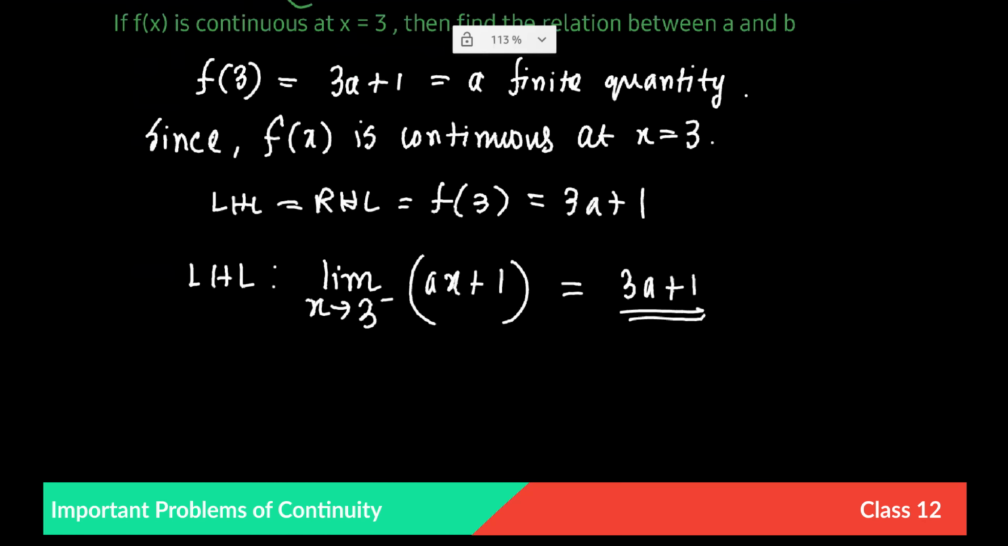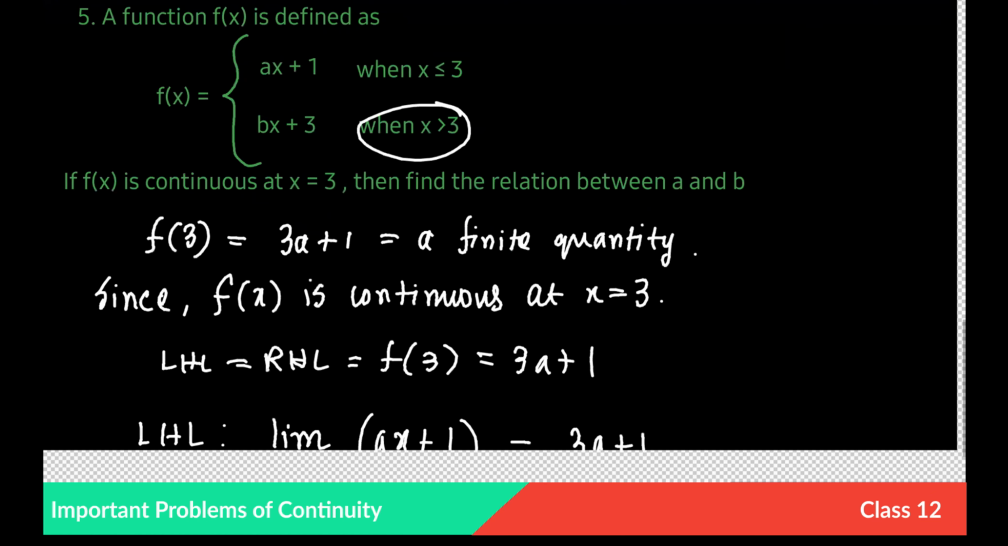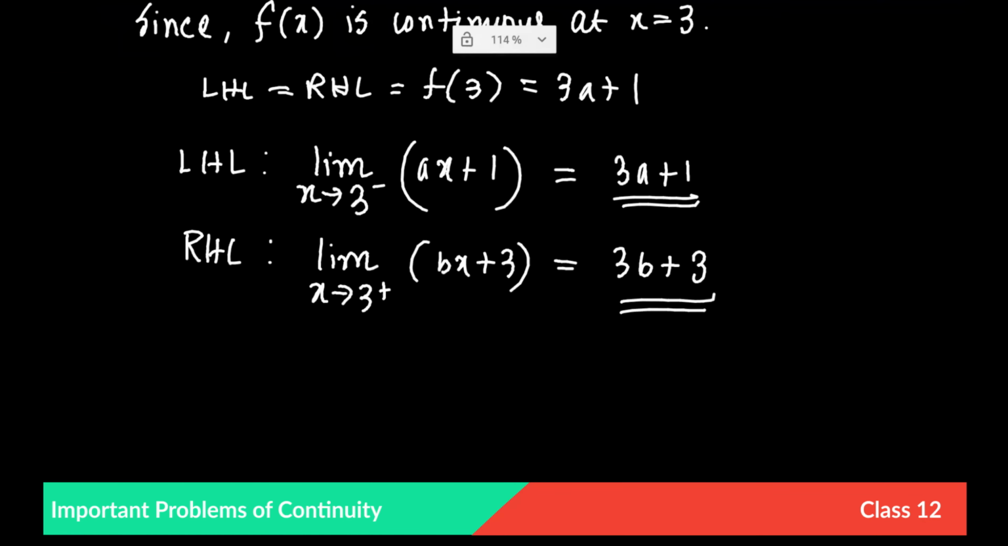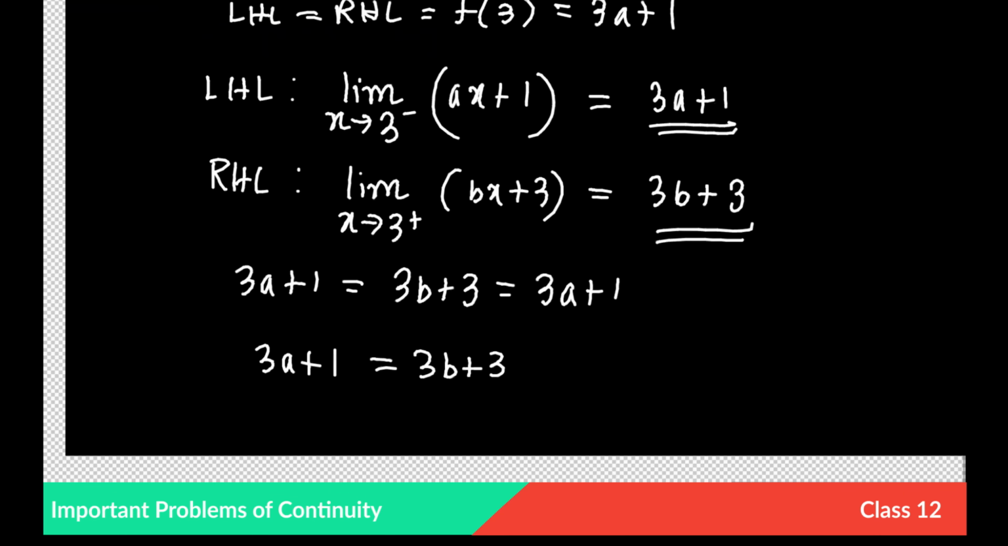Okay, now we find RHL, limit x tends to 3 plus, so when it is 3 plus, it is greater than 3, that means bx plus 3. So it is 3b plus 3. Okay, now since function is continuous, so we can write that LHL equal to RHL equal to f of 3. Now f of 3 and LHL is same, so we can write that 3a plus 1 equal to 3b plus 3.